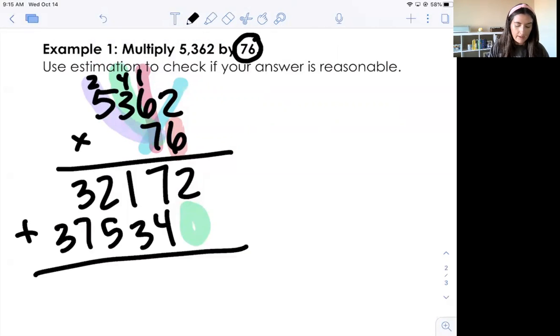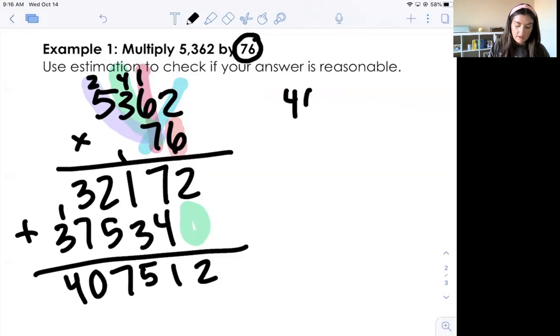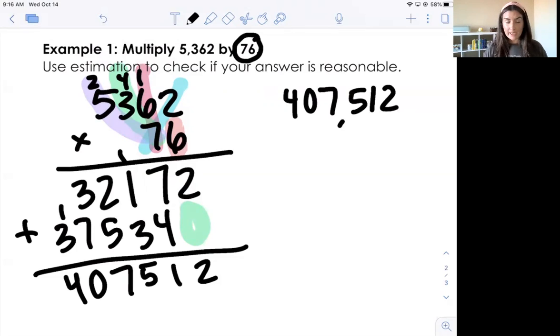Now I'm going to add these all up. 2 plus 0 is 2. 7 plus 4 is 11. Carry that 1. 1 plus 1 plus 3 is 5. 2 plus 5 is 7. 7 plus 3 is 10. Carry the 1. That becomes a 4. So my answer is 407,512. And I'm going to check if my answer is reasonable using multiplication.